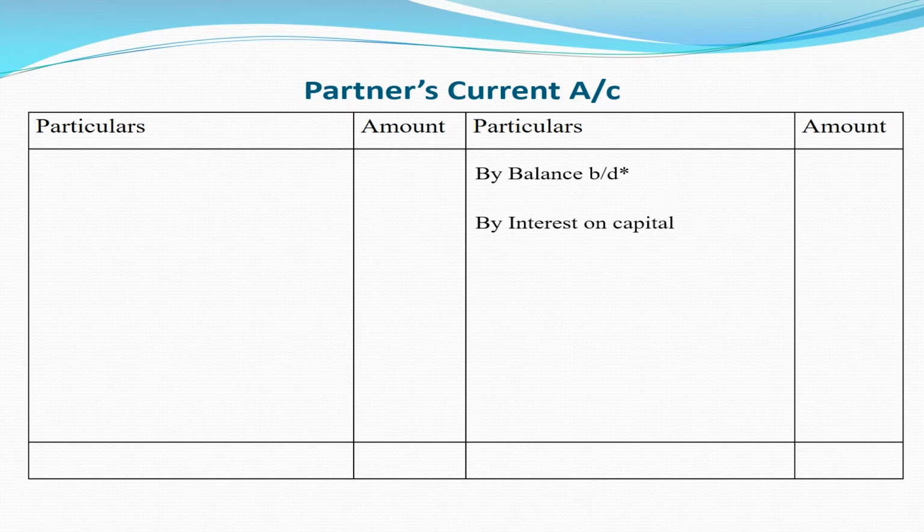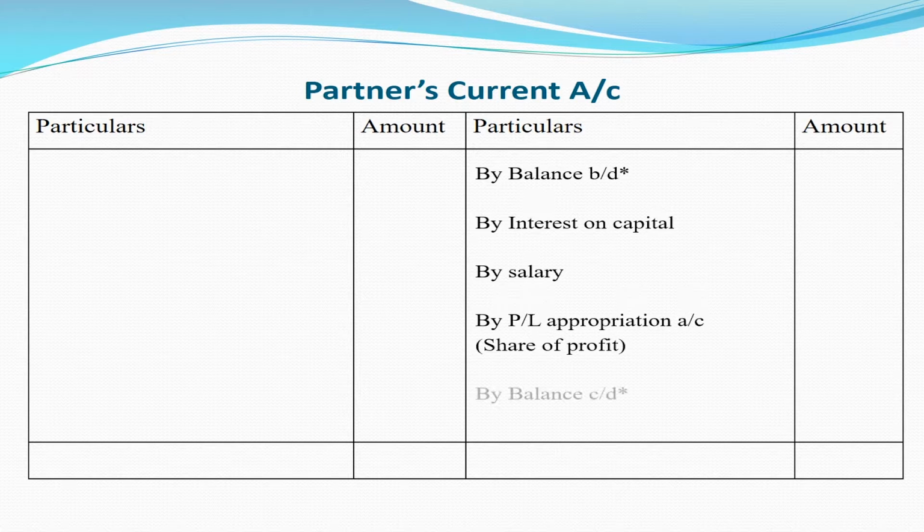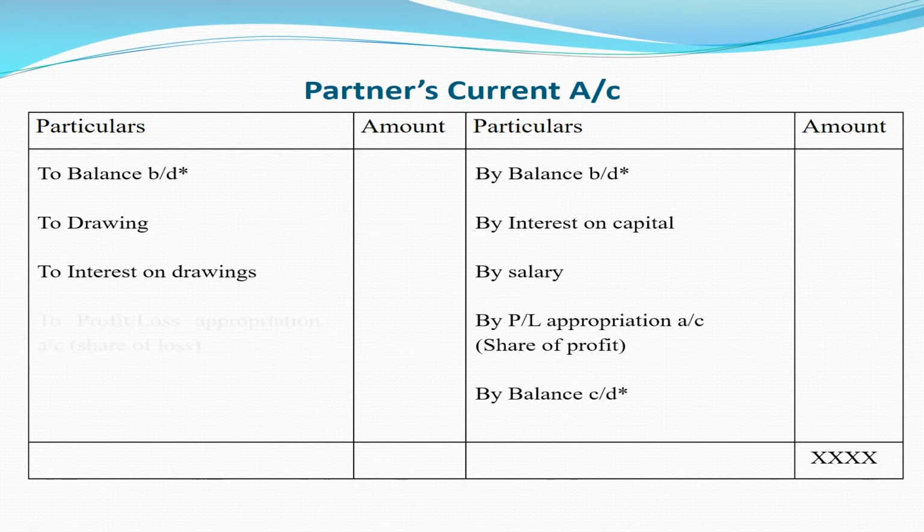Again, by interest on capital, by salary, by P&L appropriation account, as mentioned earlier as share of profit, and on the to side, drawings, interest on drawings, P&L appropriation account, that is his share of loss, and at the end, in case the balance is by balance brought down, we will write to balance carried down, and in case of to balance brought down, it can be by balance carried down.